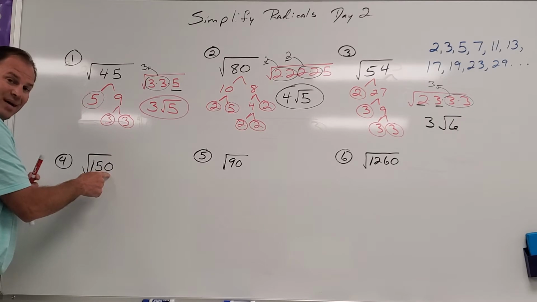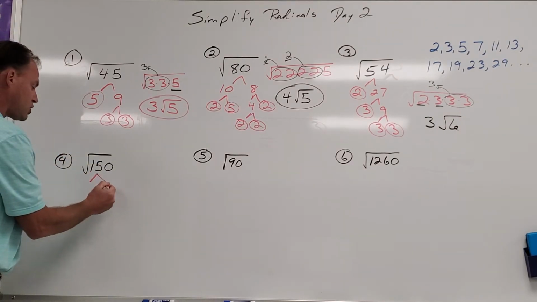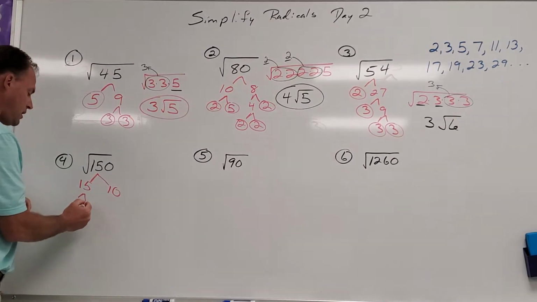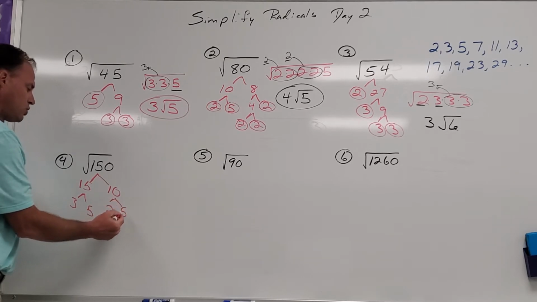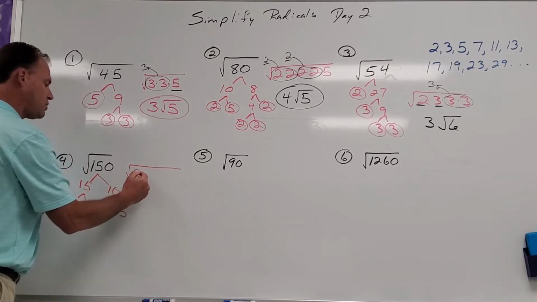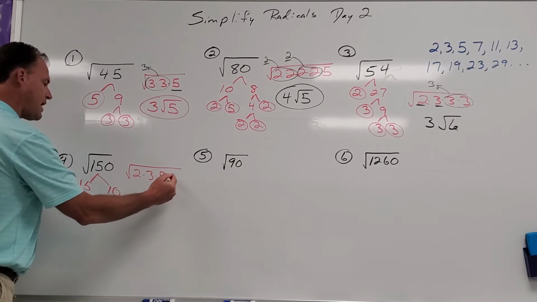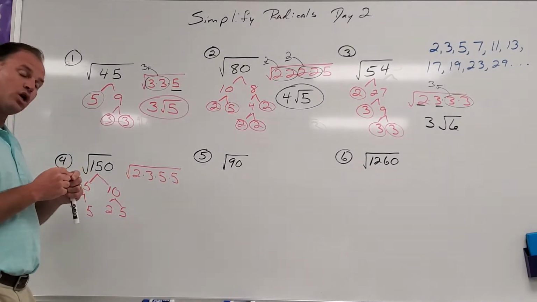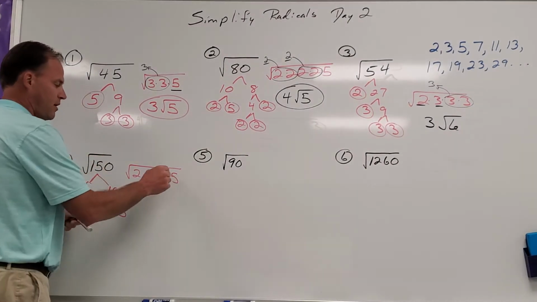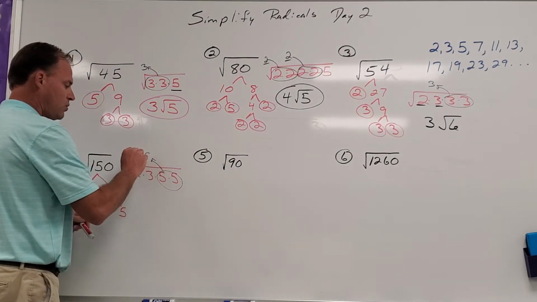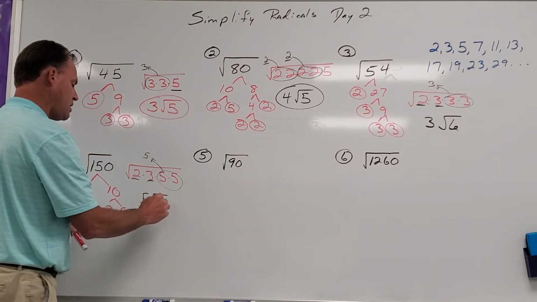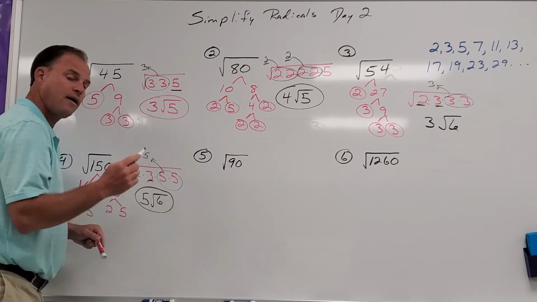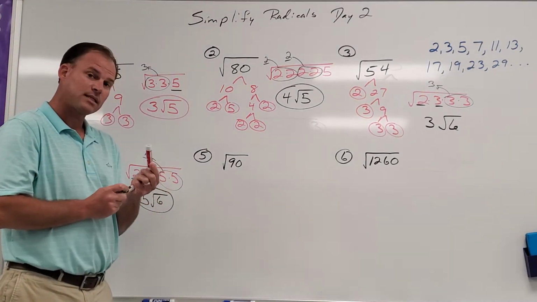All right, one more time. Big numbers, but it ends in 0. So that's where I'm going to start. 15 and 10. 15, we've seen a lot of times, that's 3 times 5. 10 is 2 times 5, so I have 2, 3, 5, and 5. Look for pairs of numbers. I've got a pair of 5's getting out of the radical. The 2 and the 3, just like the last problem, are left in the radical. So we multiply those back together, 5 root 6.